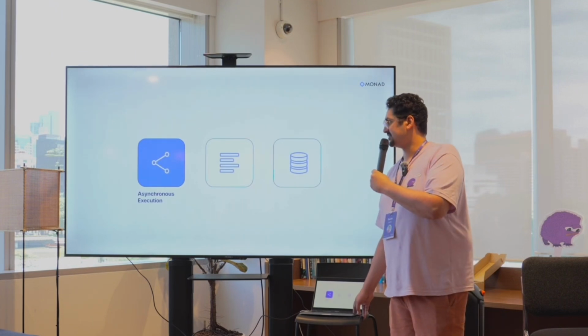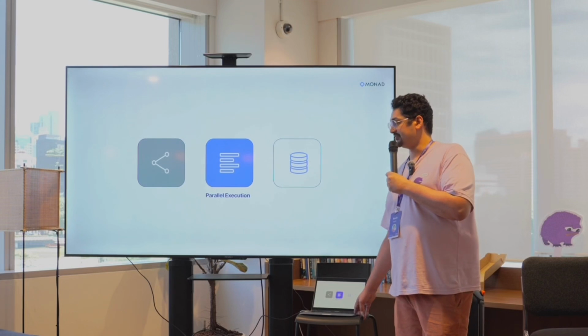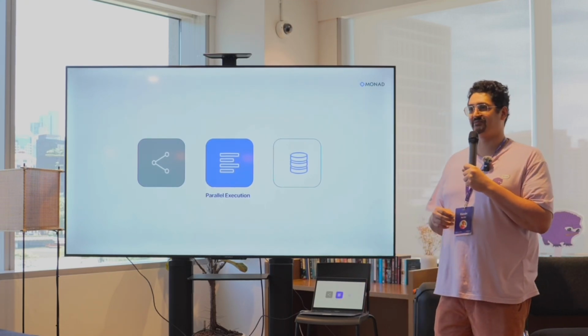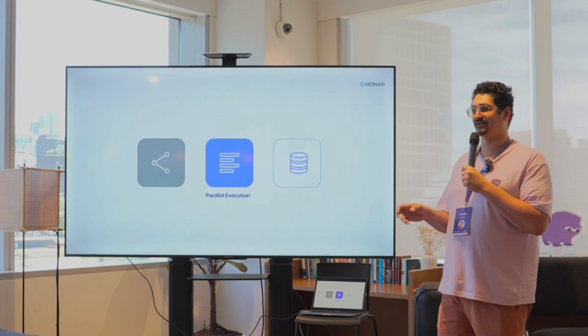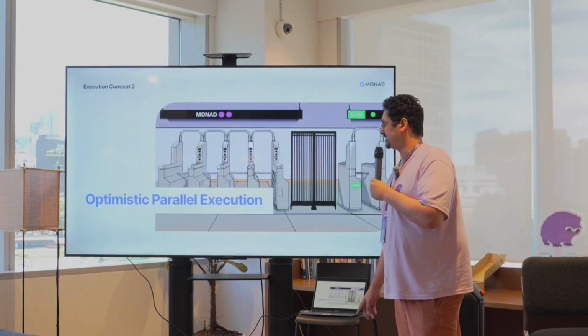Okay, that was asynchronous execution. Next one we're going to do here is parallel execution. This is probably what you've heard of Monad about. A couple months ago, it kind of became like the hot topic within Twitter. Everyone was talking about parallel execution. So we're going to go through how Monad does this.